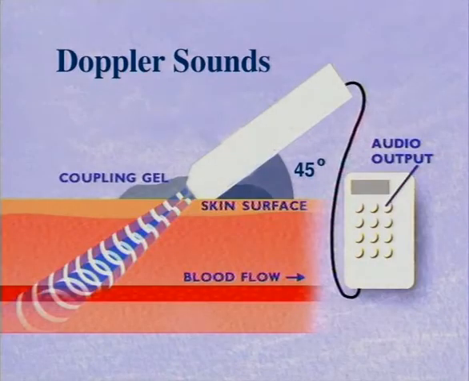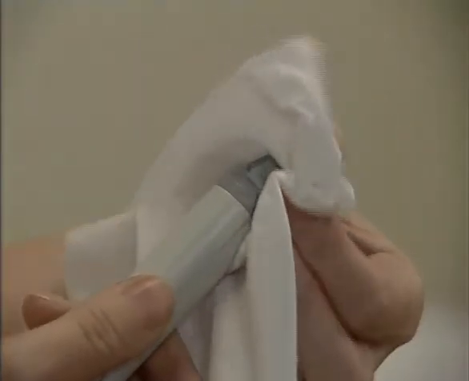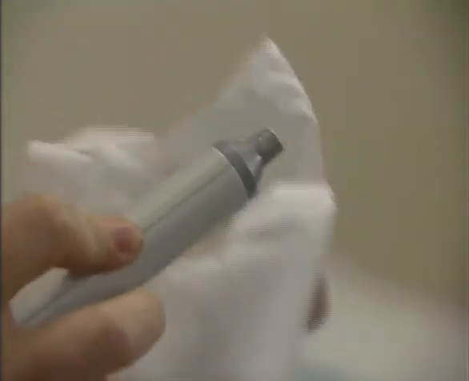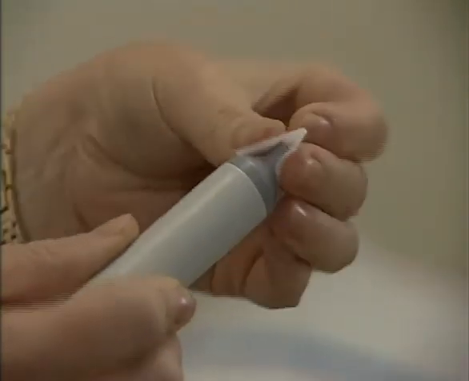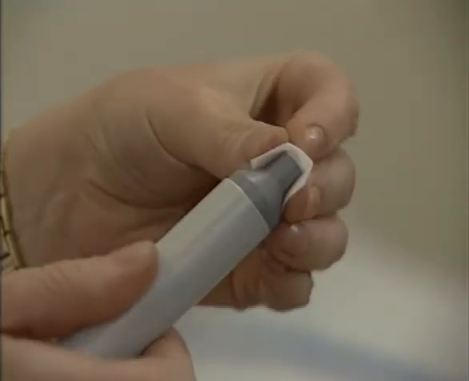The 3 following signals demonstrate what may be typically heard from the Doppler: artery, vein, and mixed. Having completed the examination, excess gel is wiped from the Doppler probe immediately after use, and the probe is cleaned with an alcohol-impregnated wipe to reduce the risk of cross-contamination.